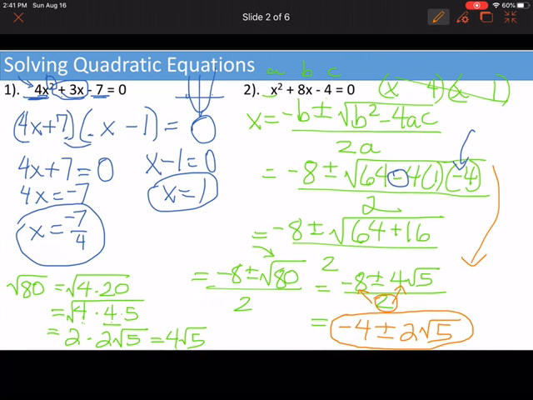Right, and there you are. So try factoring first. If not, you can always go to the quadratic formula or completing the square. But yes, make sure your answer is simplified. And there are 2 answers. You have the plus and the minus.